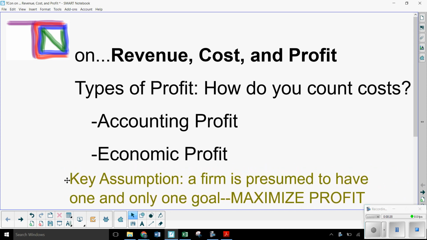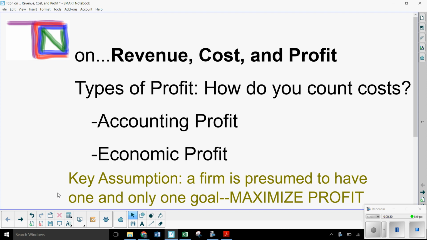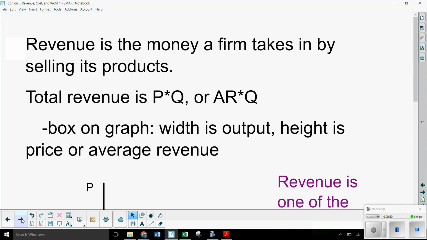One key assumption you want to keep in mind is that firms have one and only one goal, which is to maximize profit. And while these two have a slightly different value, the exact same thing that you do to maximize one is the same thing you do to maximize the other one. That's a subject for a different video, but to keep you out of suspense, that's produce the quantity where marginal cost equals marginal revenue. Okay, so let's get going.